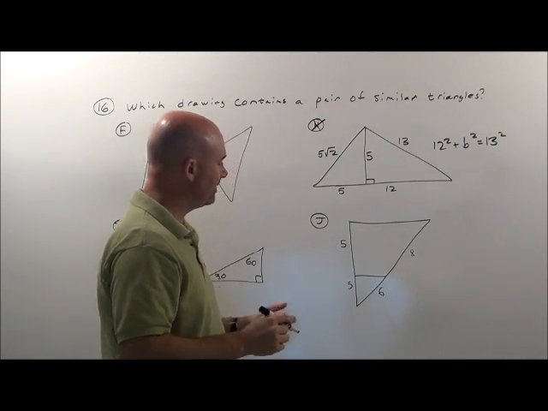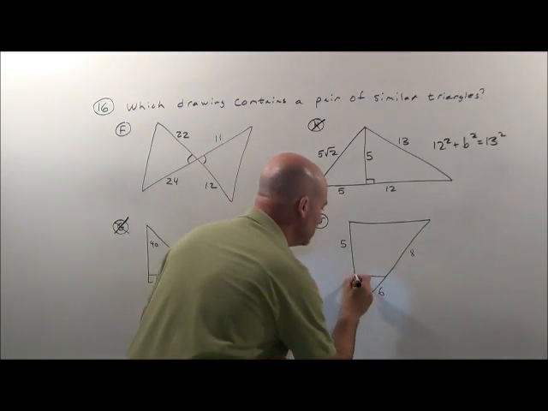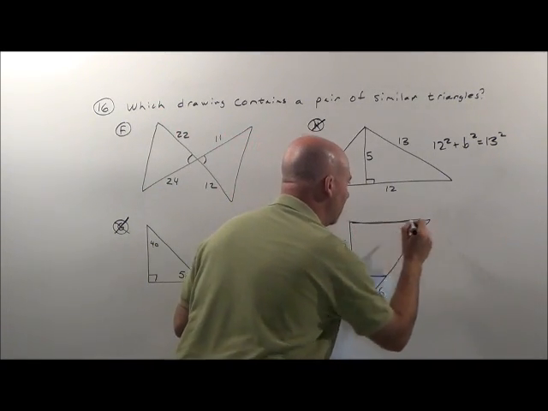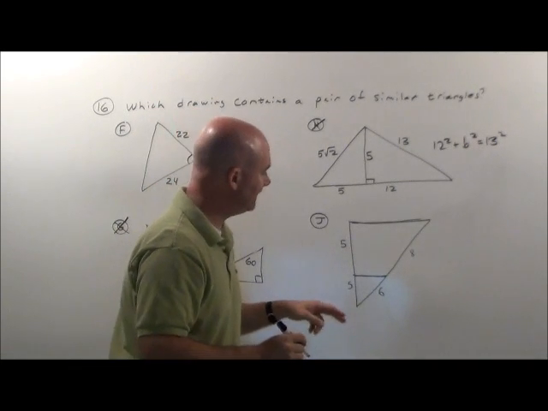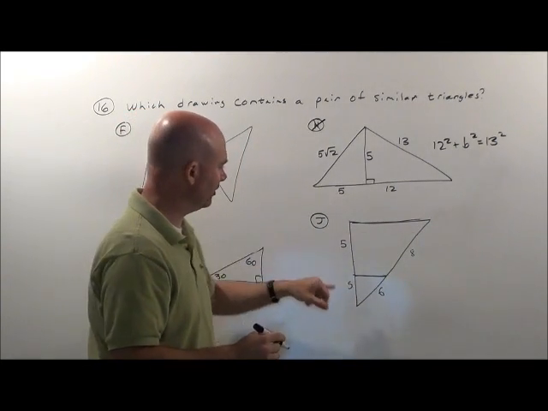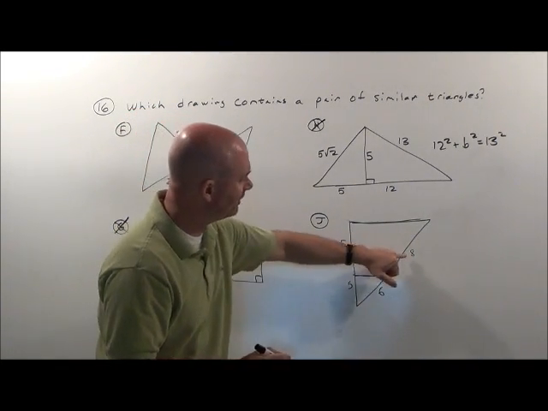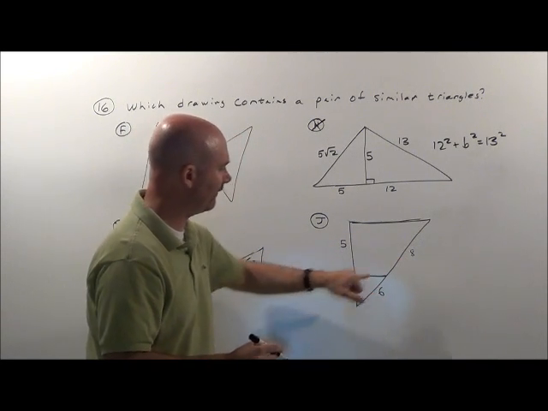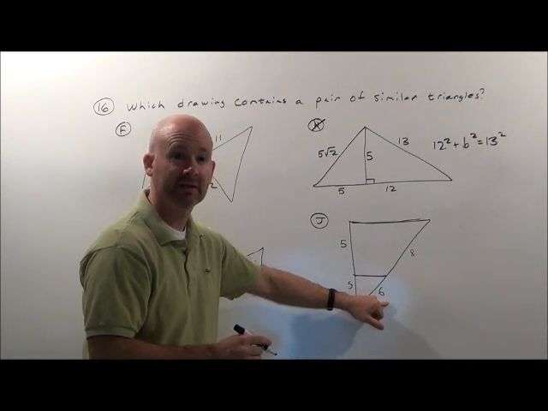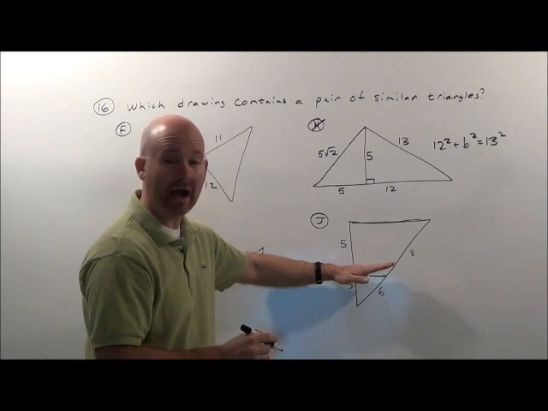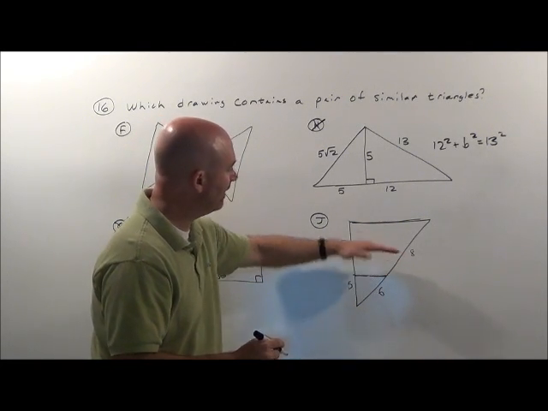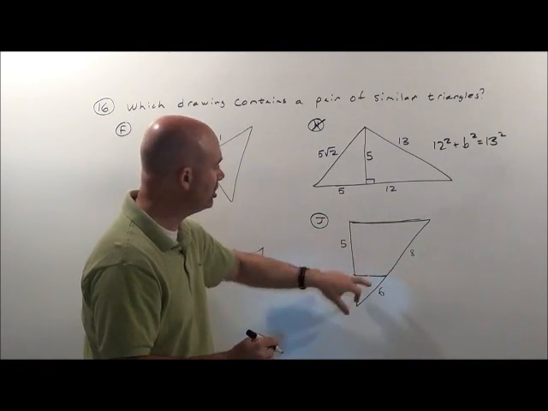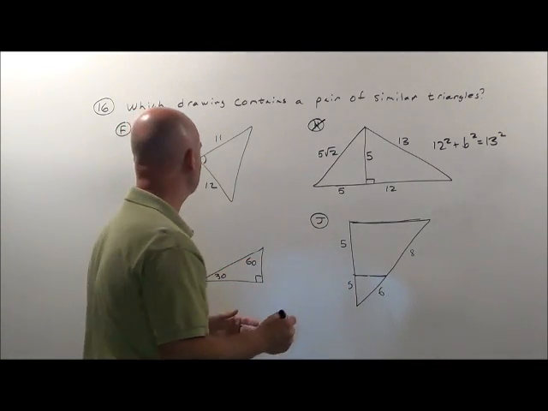Now this one looks a little bit trickier, but if you remember, if you have these guys being parallel, you can use basically the side splitter theorem that would say 5 over 5 equals 8 over 6. Well, you know 5 over 5 doesn't equal 8 over 6. So you know that line and that line are not parallel. And if they're not parallel, there's no way those two can be similar triangles.